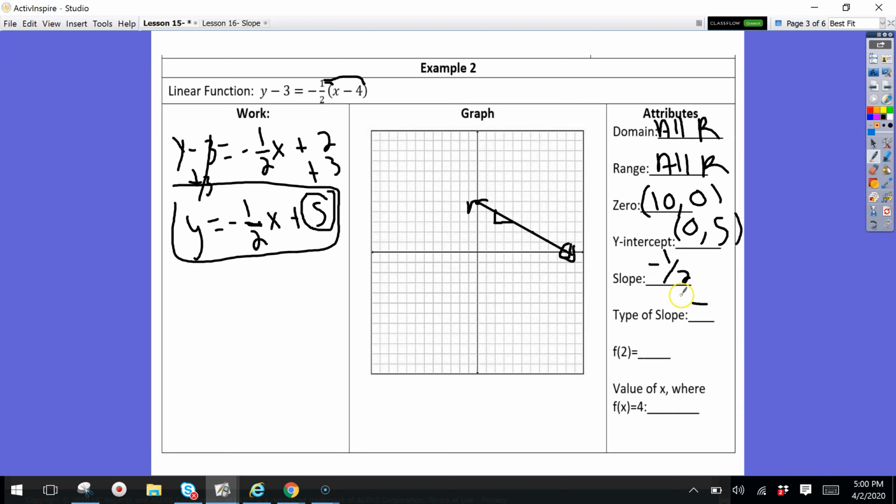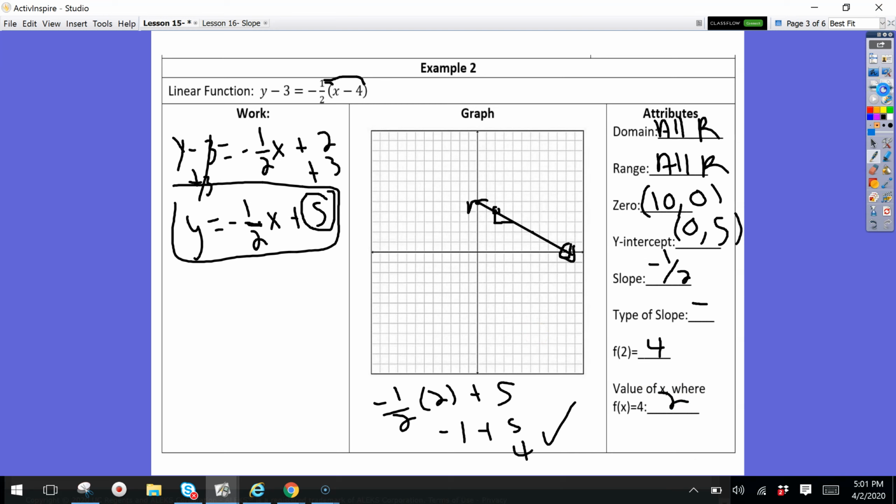So what is f of 2? First of all, we can look here on the graph and look at, well, when x is 2, what is y? I have this point right here. 1, 2, 3, 4. So 4. Or we can plug in 2 in here. Let's check. Negative 1/2 times 2 plus 5. Well, negative 1/2 times 2 is negative 1, plus 5 is 4. So good. And then what is the value of x where f of x equals 4? Well, we just figured that out. It's 2.